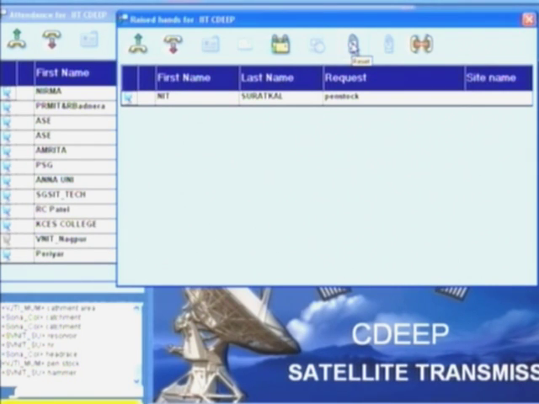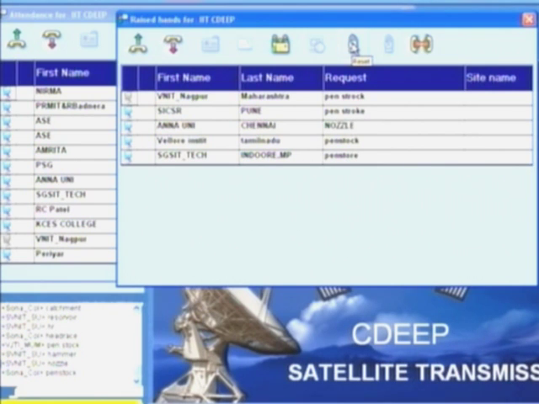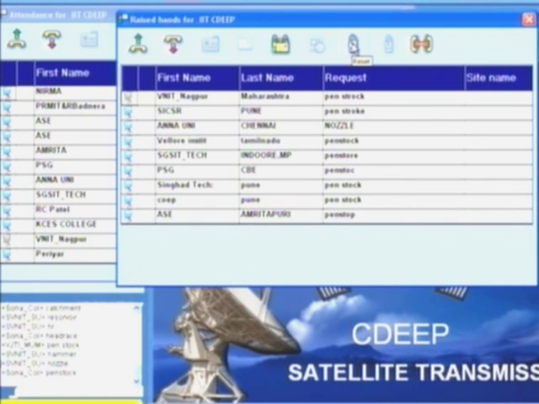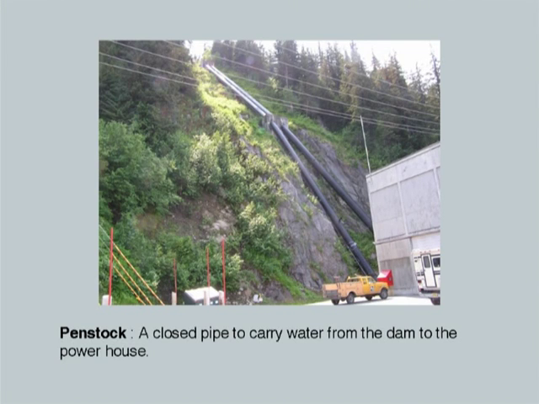Third one, can we have quick answers from any of the centers? Yes, NIT again, penstock, it comes from SICSR Pune. Vellore Institute, SGI, almost all of them have given the answer. However, the first answer comes from VNIT Nagpur. Yes, that is penstock, and this is what it actually is in terms of the power plant. A closed pipe carrying water from the dam to the powerhouse.